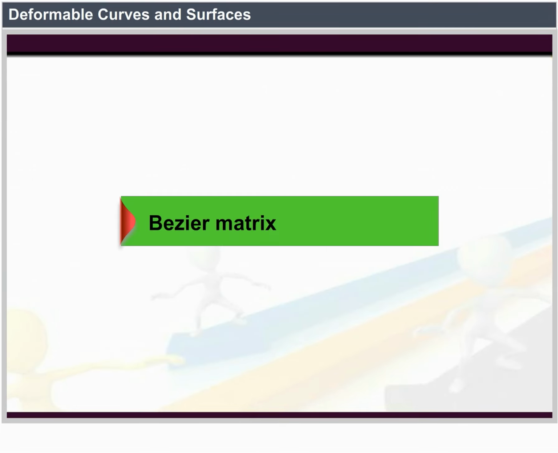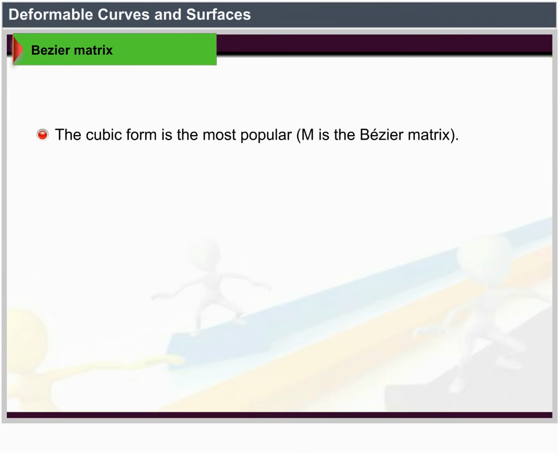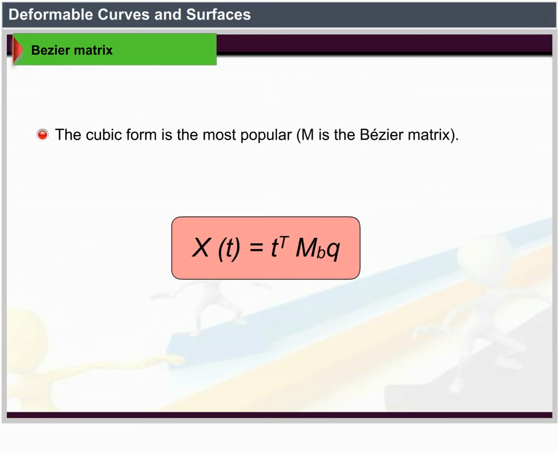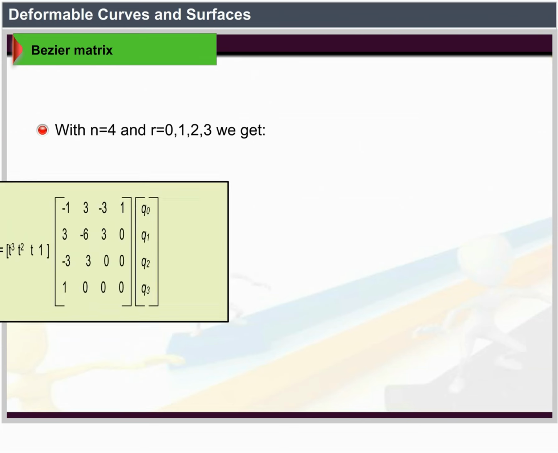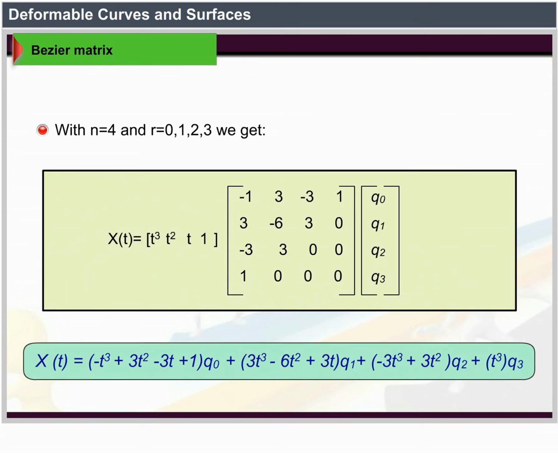Bézier matrix. The cubic form is the most popular. M is the Bézier matrix in the equation x of t equals T times M_B times Q. With n equals 4 and r equaling 0, 1, 2, 3, we get the matrix. Similar matrices can be obtained for y of t and z of t as well.